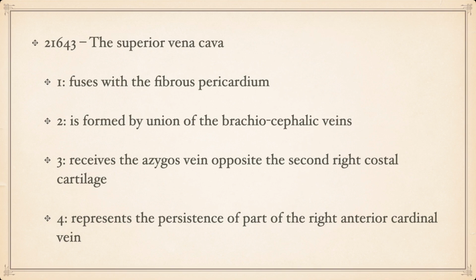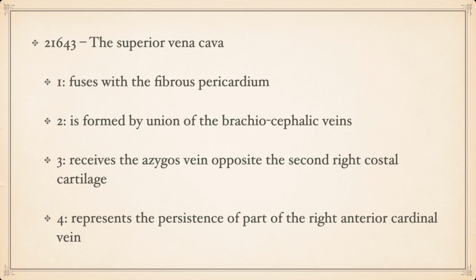Okay, next another type X: the superior vena cava fuses with the fibrous pericardium, is formed by the union of the brachiocephalic veins, receives the azygous vein opposite the second right costal cartilage, and represents the persistence of part of the right anterior cardinal vein. I'll give you a chance. Okay, all of those are true.